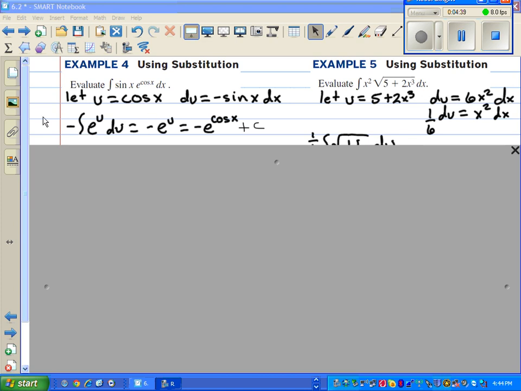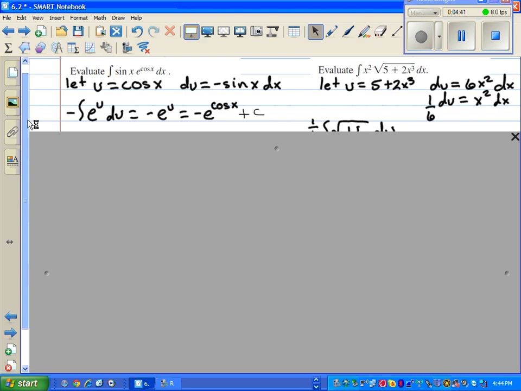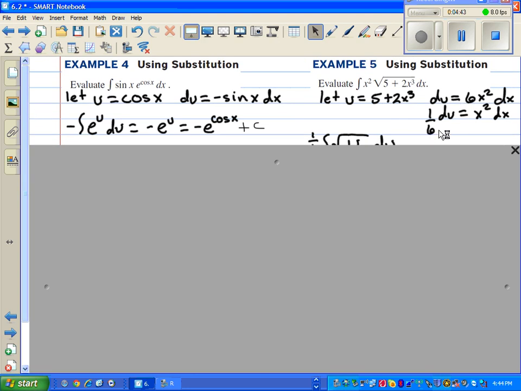Now we're doing this derivative implicitly, that's why we have du and dx on both sides. Well, in the original antiderivative, or the original integral, I have an x squared and a dx, just like I have here, but I don't have this 6x squared.